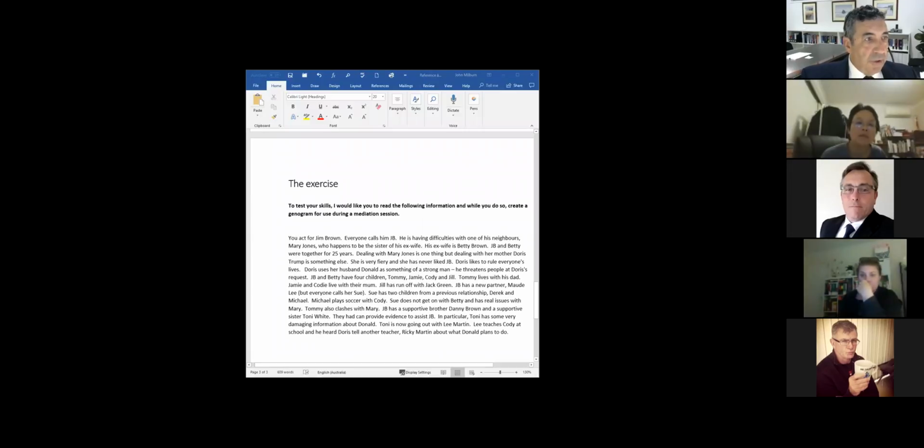To test your skills, please read the following information, create a genogram for use during a mediation session. I'm going to ask some questions about this soon. You act for Jim Brown. Everyone calls him JB. He's having difficulties with one of his neighbours, Mary Jones, who happens to be the sister of his ex-wife. His ex-wife is Betty Brown. JB and Betty were together for 25 years.